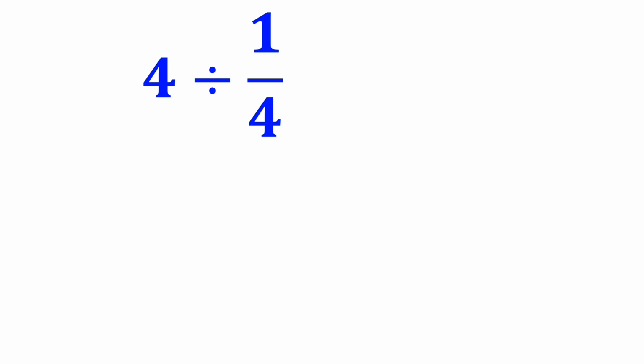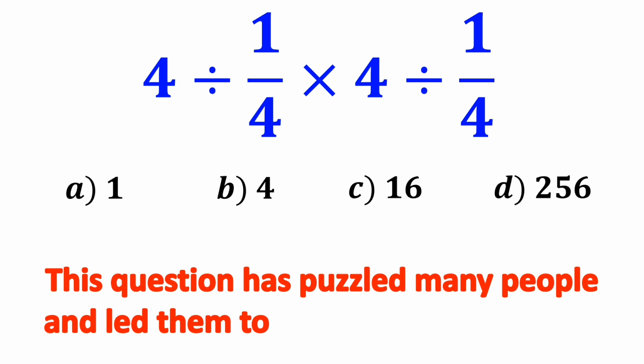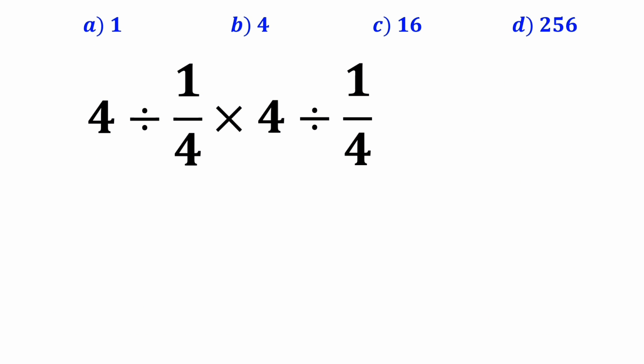What is the value of the expression 4 divided by 1 over 4 times 4 divided by 1 over 4? Which option do you believe is the correct answer? This question has puzzled many people and led them to pick the wrong option. Let's take a closer look and go through it together.